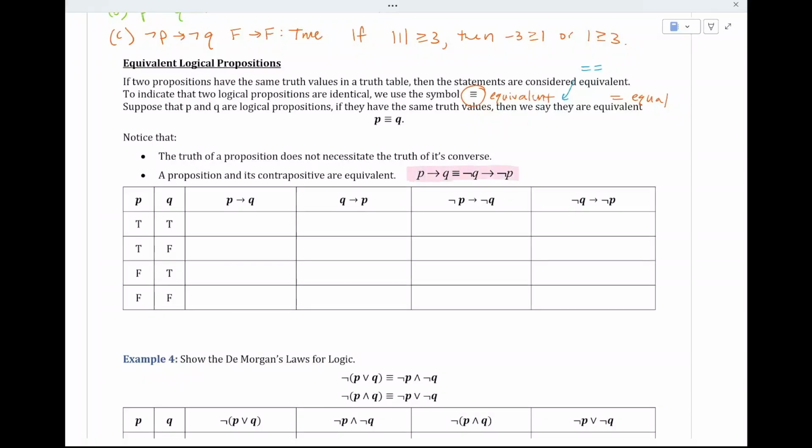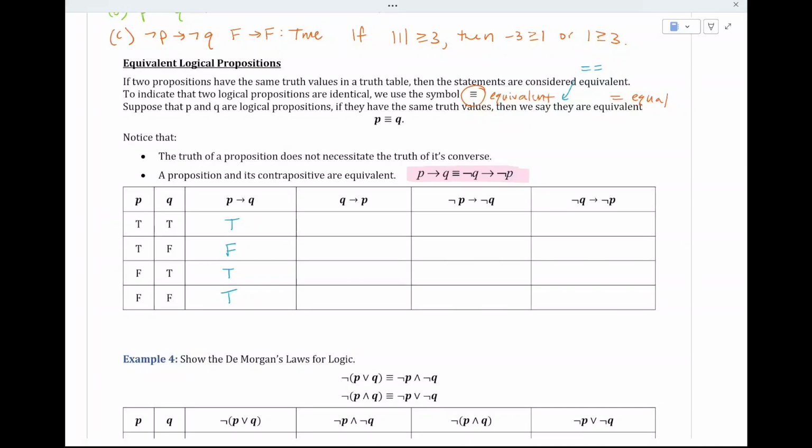And here's how we would write that. P implies Q is equivalent to not Q implies not P. So we're going to take a look at truth values here in our truth table. We're going to show this relationship. So P implies Q. Our truth table for that is true, false, true, true. We've done this one before.